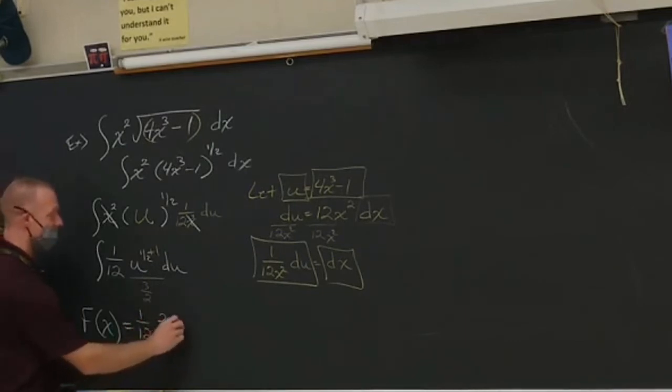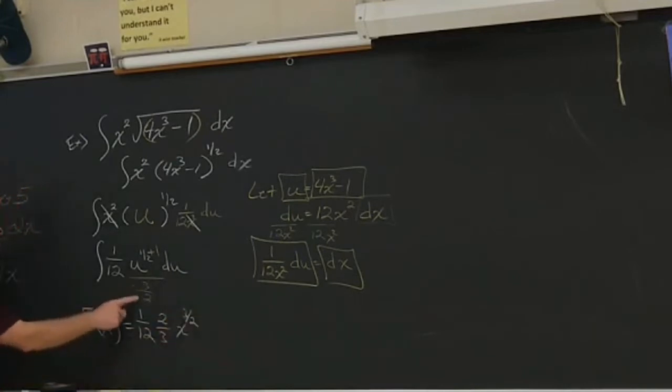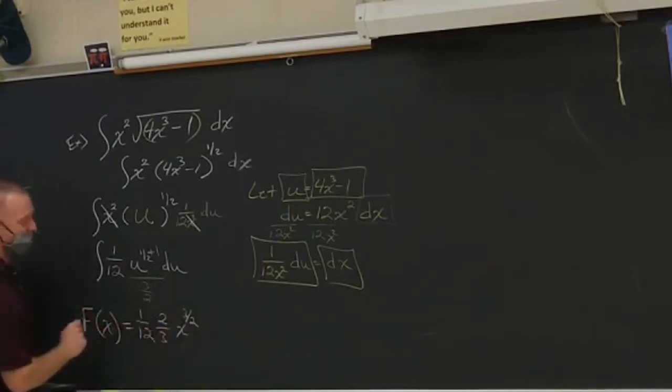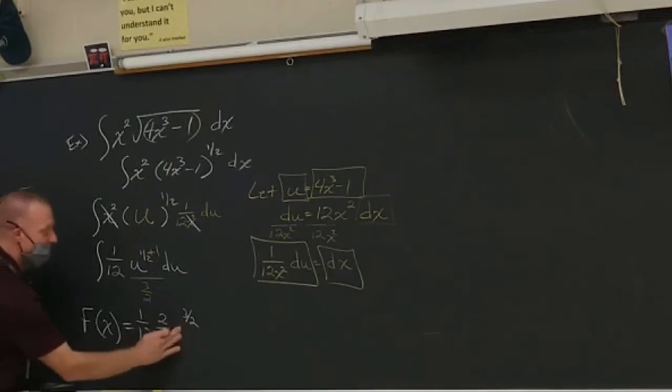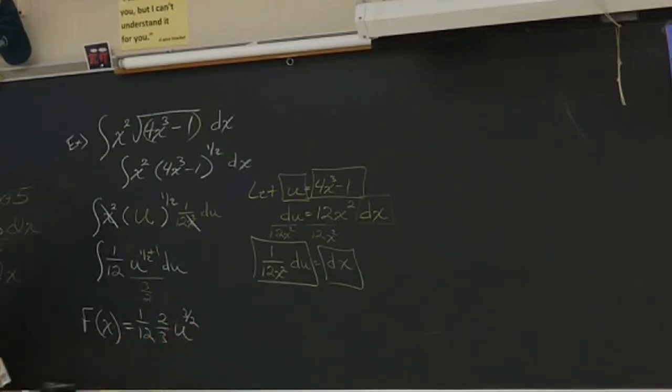Do a good job with exponents. So, dividing by 3/2 is the same as multiplying by 2/3. Doing good stuff like that can save a lot of pain and suffering. Oops, I actually wrote something slightly wrong. Technically, it's a u. I had an x right there, but technically it's still a u. Okay, because of course that's what I've changed the function into.